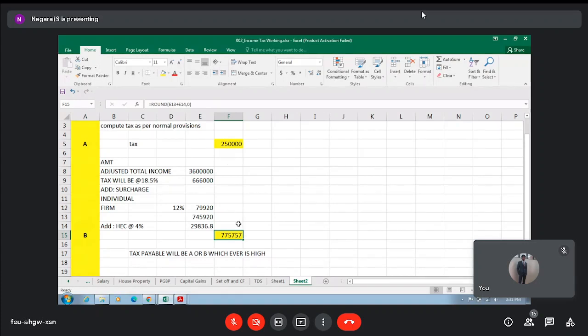Which is the highest one? 7,75,757, sir. That means you will have to pay tax AMT. Understood? Yes, sir. What is that AMT expansion? Alternate minimum tax. Minimum you have to pay this much only. But you can pay maximum also. How maximum? If the tax payable becomes 8,50,000, which is the higher? 8,50,000, sir. Then you will have to pay tax 8,57,000.